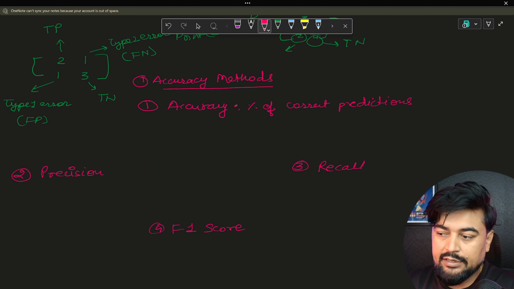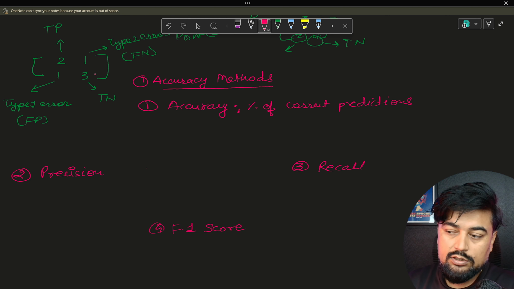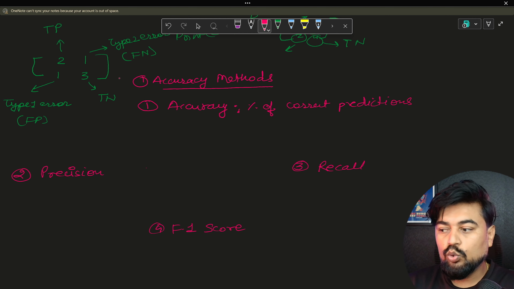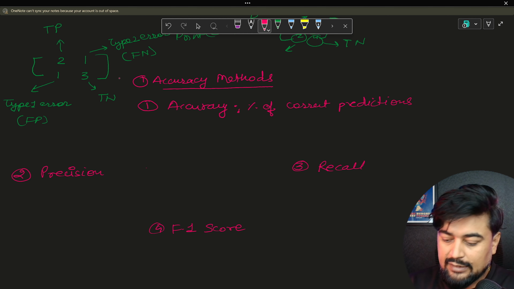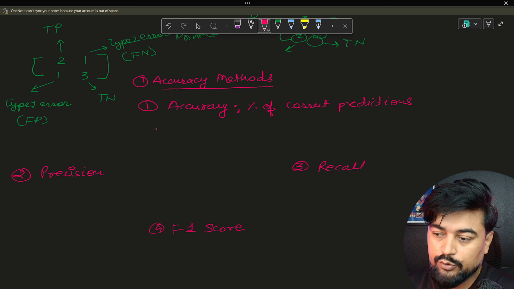Percentage of correct prediction means what? How many true predictions, matching with the actuals, are predicted by the model. That is known as the accuracy. Now how do you calculate accuracy here?